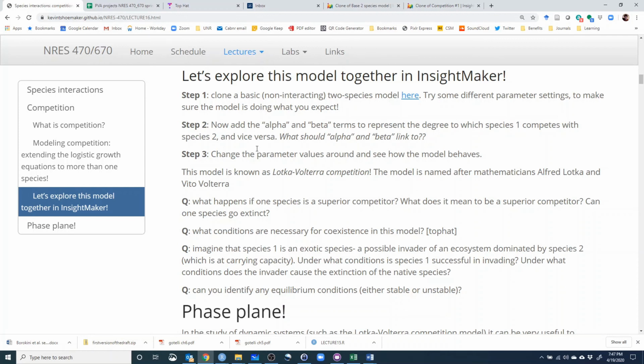Can you identify a scenario where it's possible that both species coexist under this model? So try to find a scenario where both species are able to coexist, maybe at a level below their own carrying capacity, but still coexist, all right? And in fact, what I'd like you to do is to comment on Top Hat about the coexistence question. Again, this is one of the most fundamental questions of all species interaction models about coexistence. So play around with the model and see what you think. Can you identify some conditions that are necessary for coexistence in this simple Lotka-Volterra competition model?